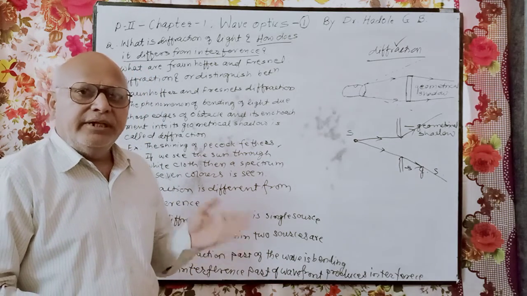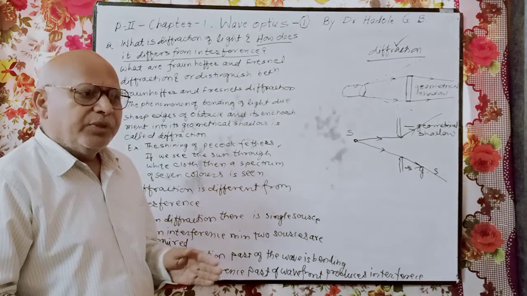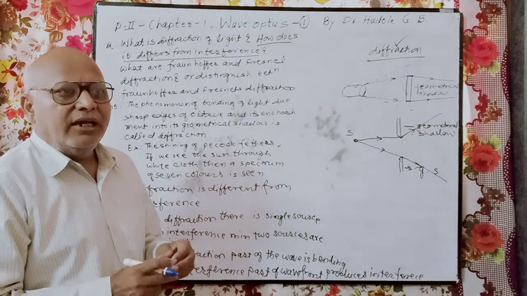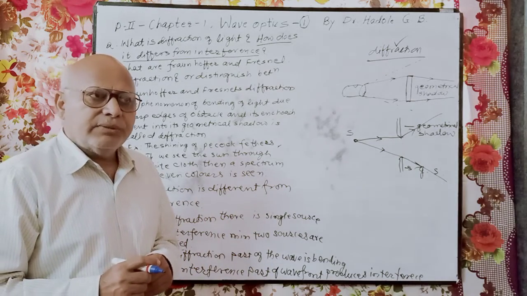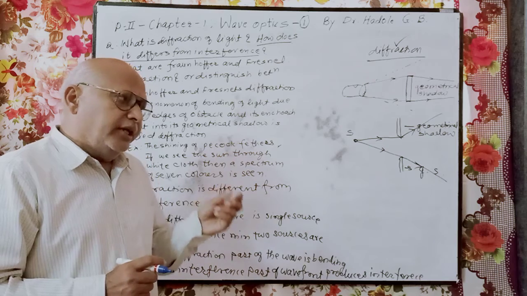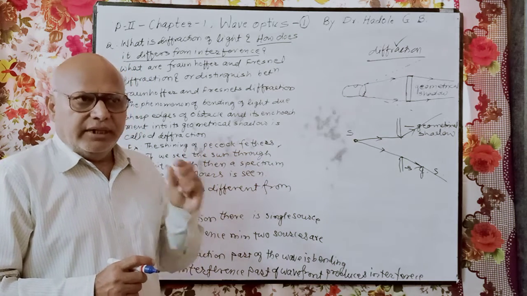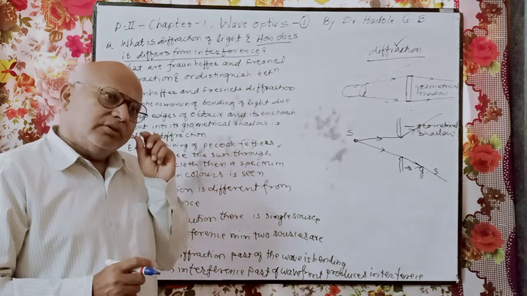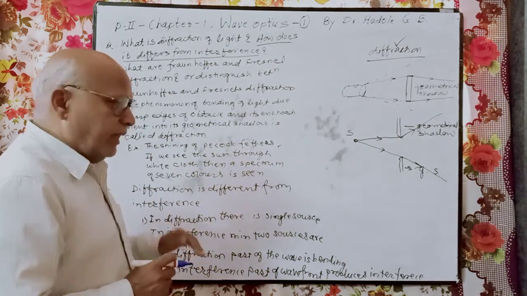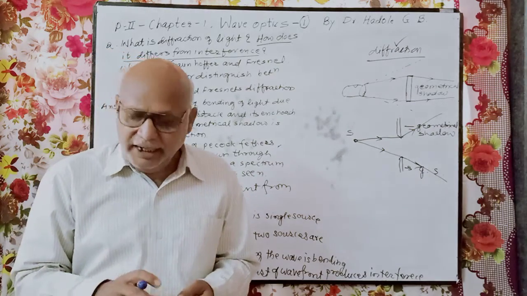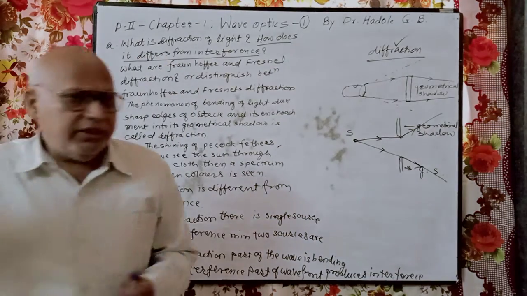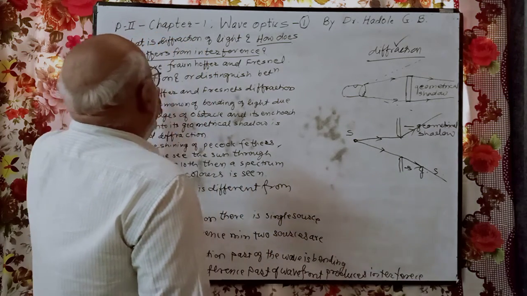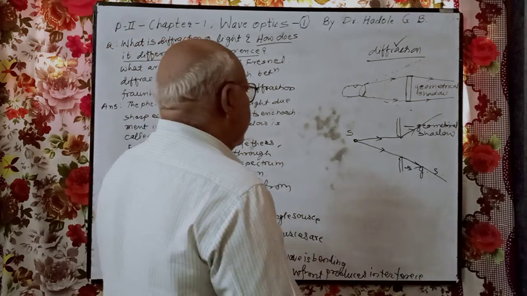In interference, the intensity remains constant. In diffraction, intensity of light goes on decreasing as the distance increases. Next, in interference, the fringe width or band width remains the same, but in diffraction, this width is going to change. With this, we should proceed to the next. What are Fraunhofer and Fresnel diffraction?